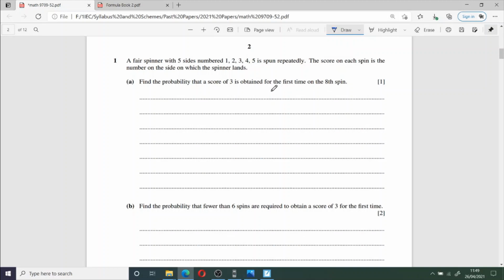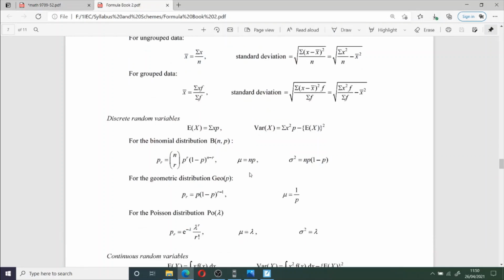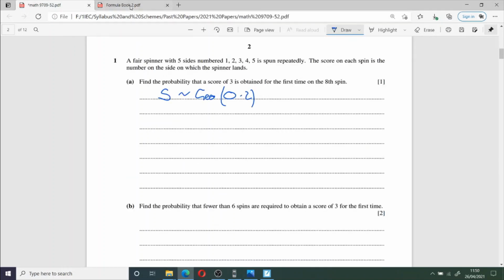Given that we're looking for one success and we're trying to find the first time it occurs, this sounds like it is a geometric distribution. So the spinner is distributed geometrically, and we want the probability of success. We'll take scoring a 3 to be our success, and the probability of scoring a 3 is a fifth, or 0.2. Let's have a quick look at our geometric distribution. So the probability that it happens on the 8th go, I'll write that formula out.